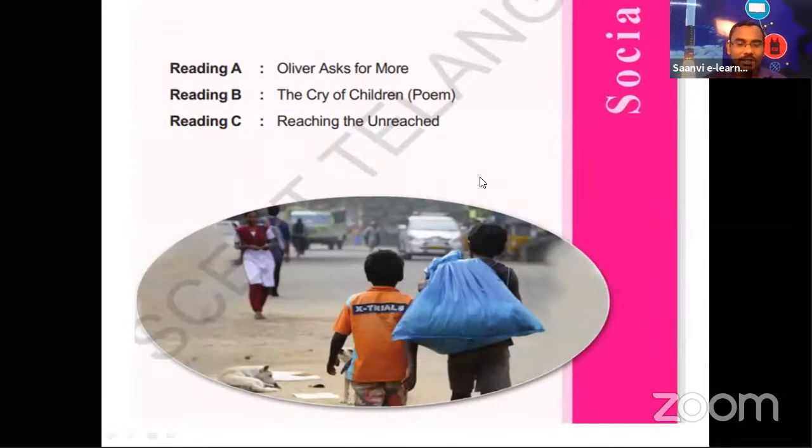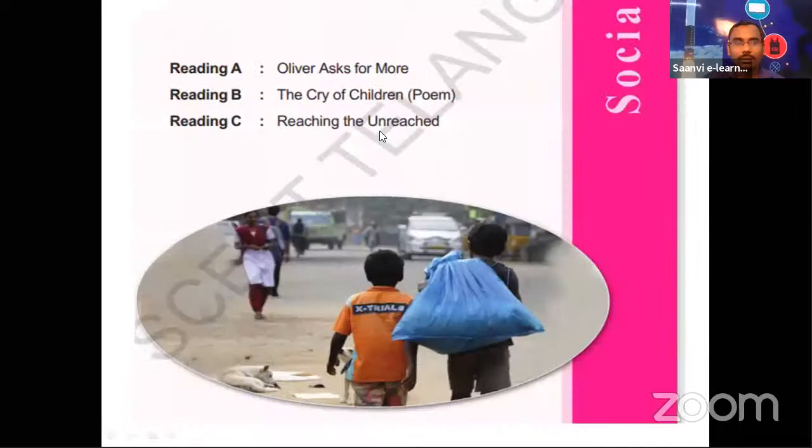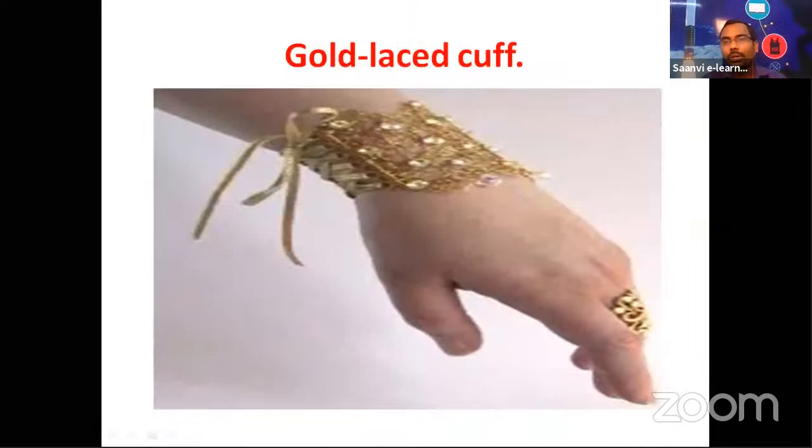So our today's agenda is introduction of the topic, vocabulary explanation, reading and homework. Okay, let's discuss about the vocabulary here. So the first word that is given here is gold laced cuff. You could see a woman's hand here and she wears a gold laced cuff. Are you all able to see it? Okay.